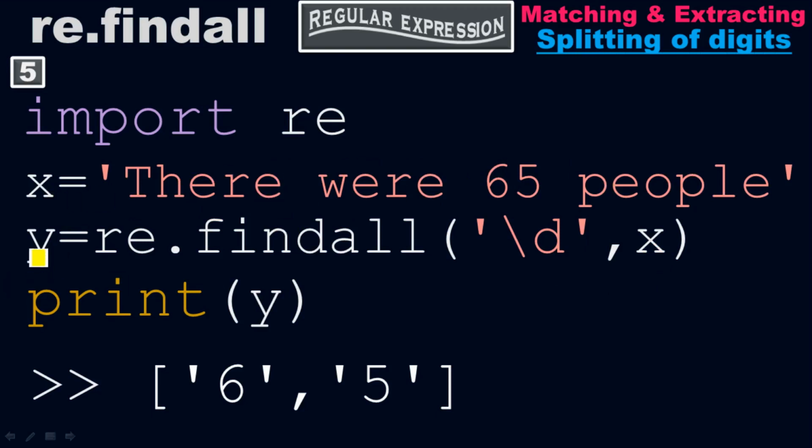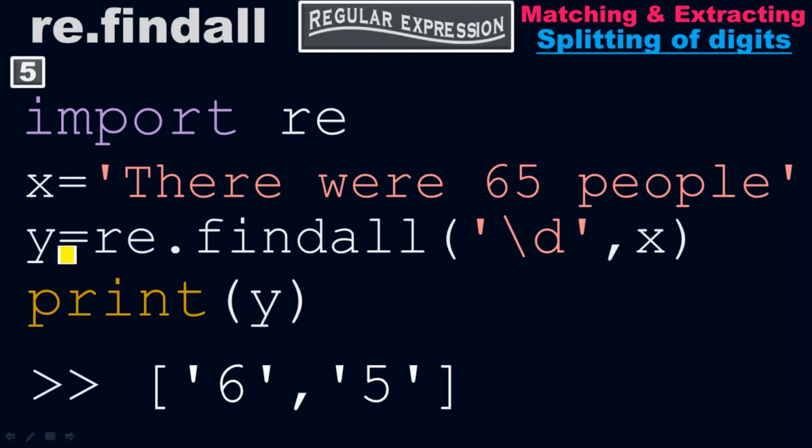And then y equals re, regular expression, dot findall of backslash d inside the quotes, comma x. This backslash d expression is the regular expression. Its job is to split the digits. It splits the digits and makes them separate.